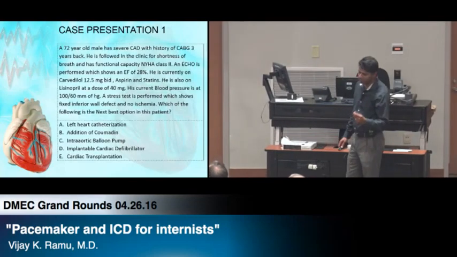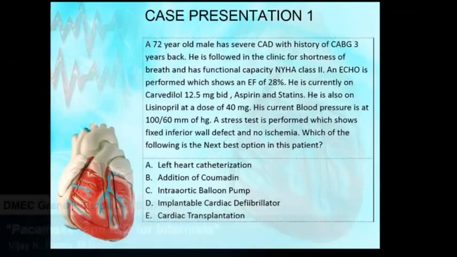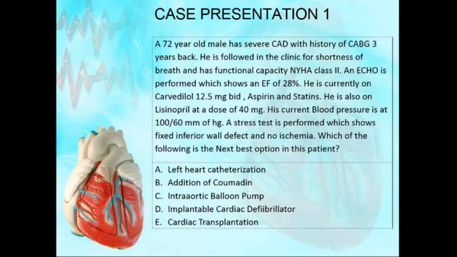Okay. I will start with the case presentation just to get these things going in the right direction. 72-year-old male, severe coronary artery disease, bypass. His EF is 28, he's also on lisinopril. His stress test is performed, which shows a fixed defect and no ischemia. Which of the following is the next best option in this patient?